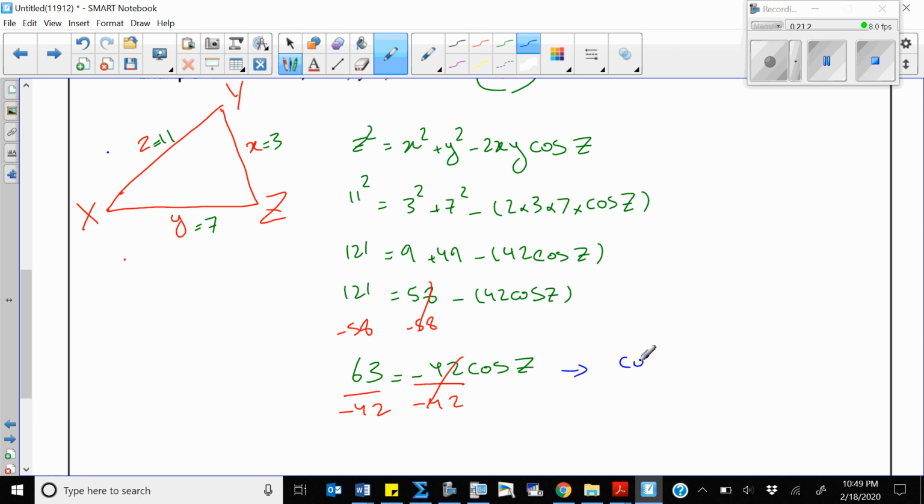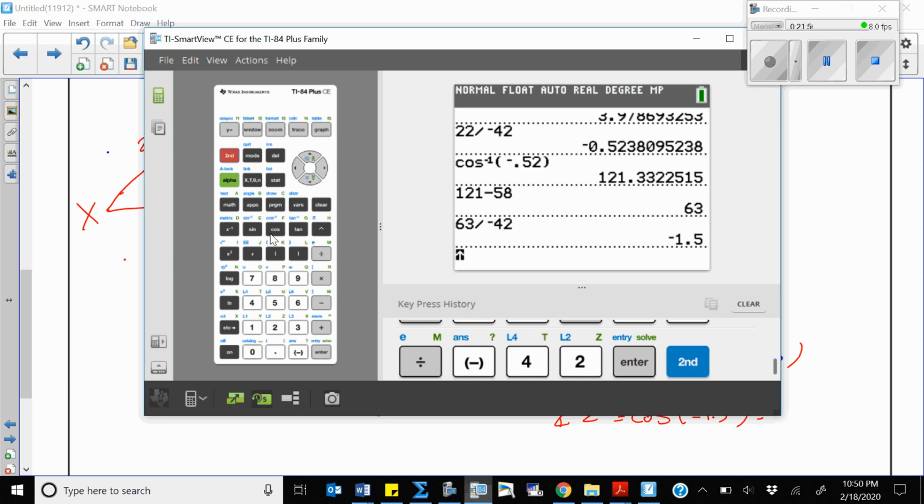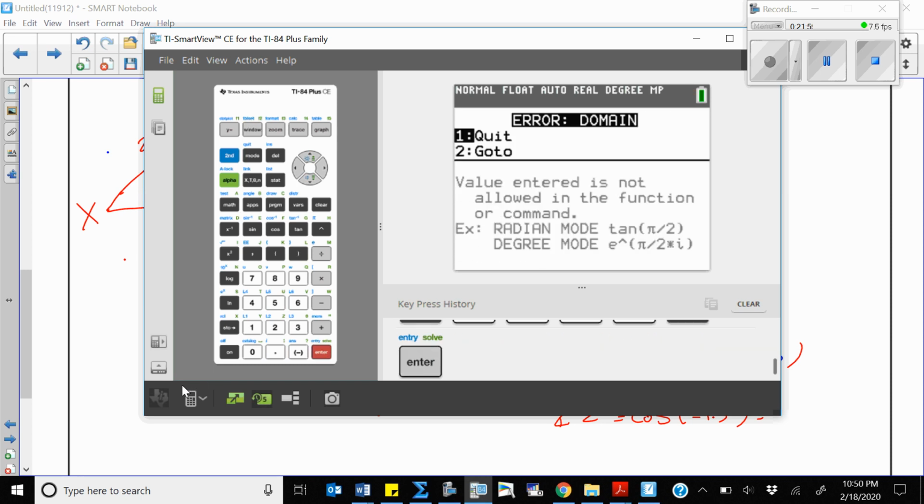So cosine of z is equal to negative 1.5. To solve for angle z, I need to take the inverse of both sides. So cosine negative 1 of both sides. These two cancel each other. And angle z is equal to cosine negative 1 of negative 1.5. Now let's see what that is equal to. So I go second cosine of negative 1.5. And the answer, as you see, is an error. It gives us a domain error.